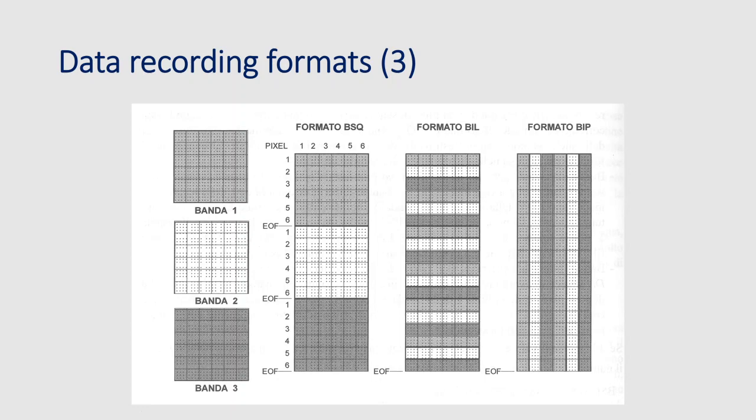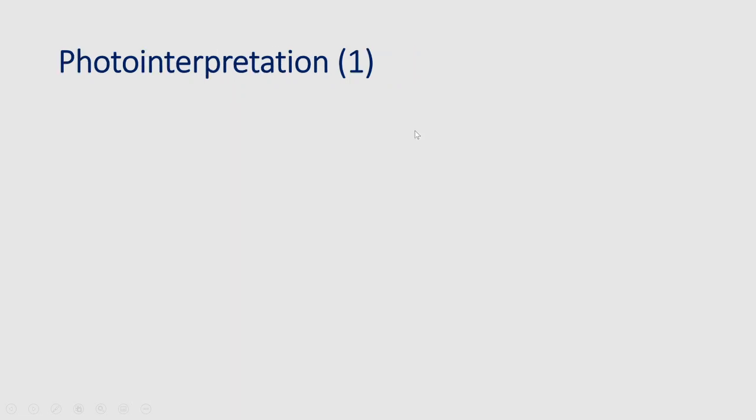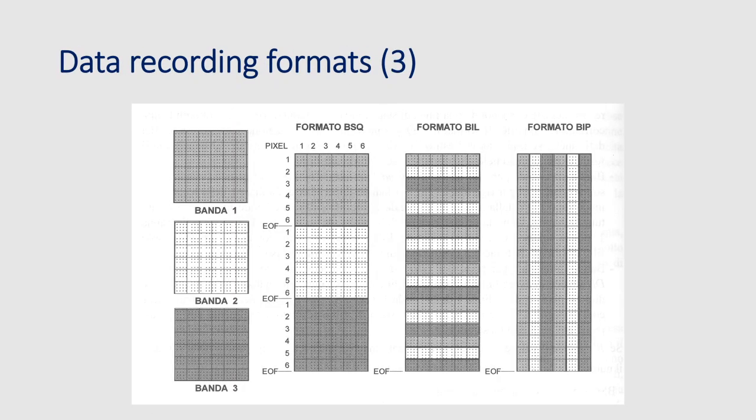When we are acquiring these three bands, we can register these three bands in these three different formats. And so we mentioned the first format, that is the BSQ, that stands for band sequential. So we register in the first position the image representing the first band, then all the images representing the second band, and third, we are registering the third band. So this is the band sequential.